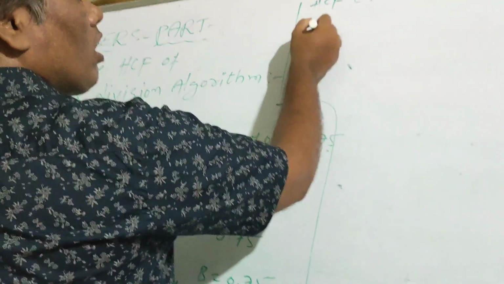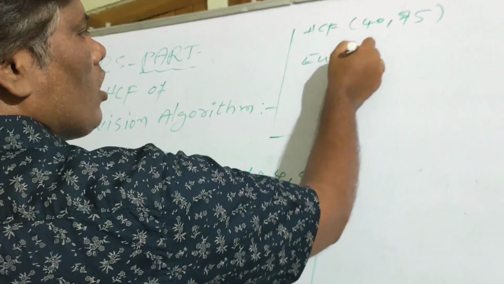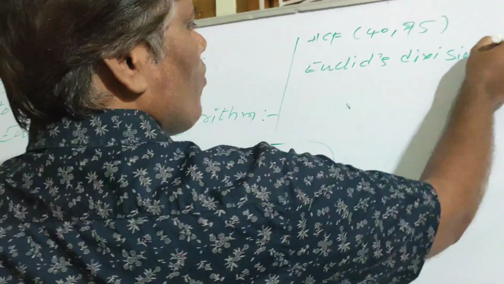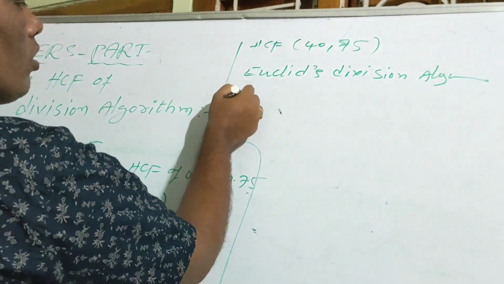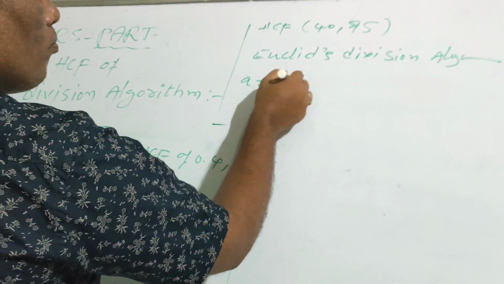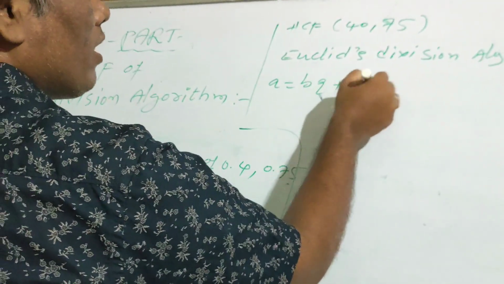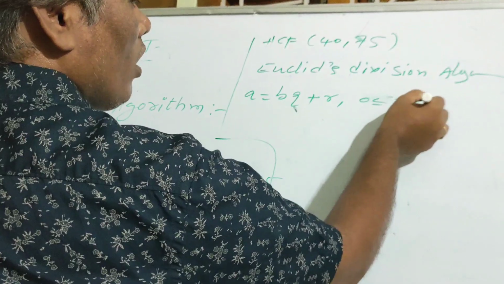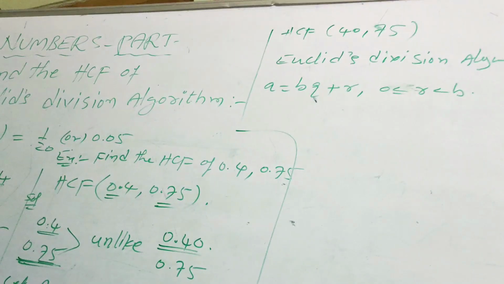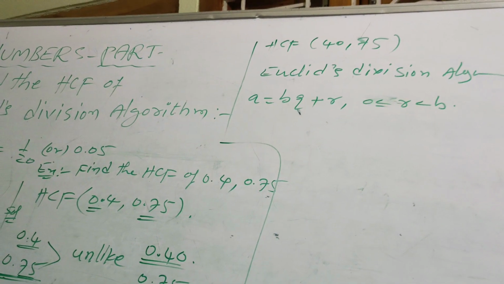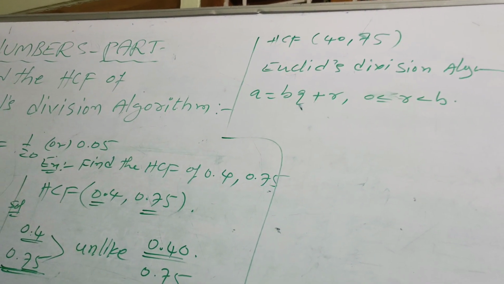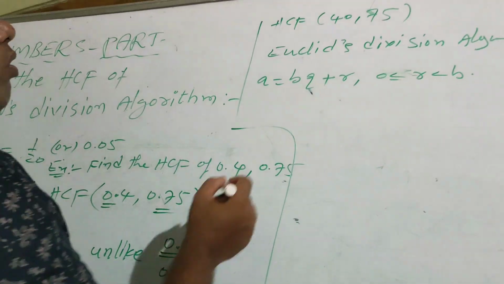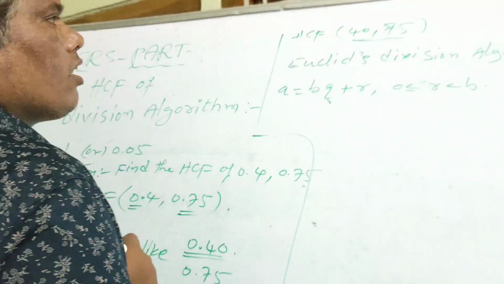To find the HCF, we have to apply Euclid's division algorithm. By Euclid's division algorithm, we have a is equal to b into q plus r, dividend is equal to divisor into quotient plus remainder, where the remainder value is more than or equal to 0 and less than the divisor, that is 0 less than or equal to r less than b. Okay, this is Euclid's division algorithm, which we know from part 1. Now let us apply this Euclid's division algorithm to these numbers.